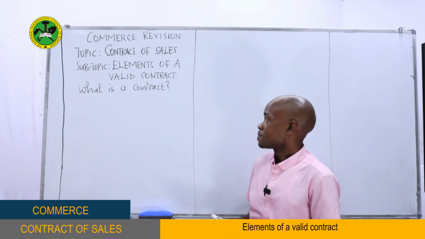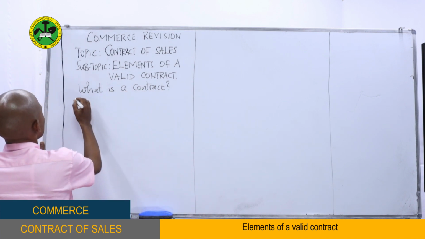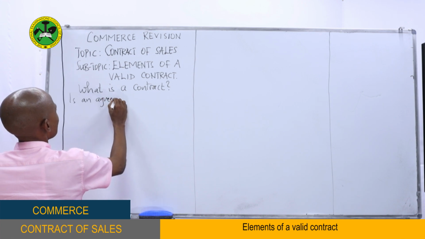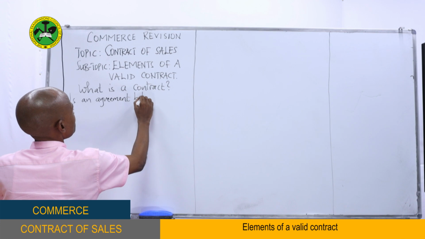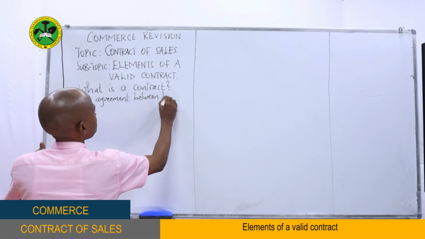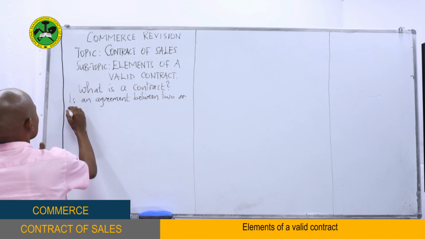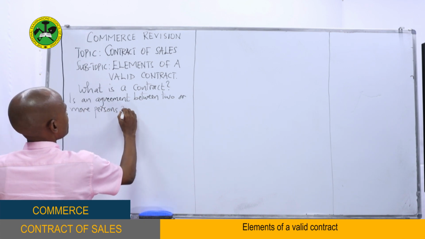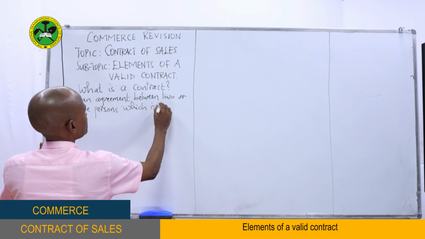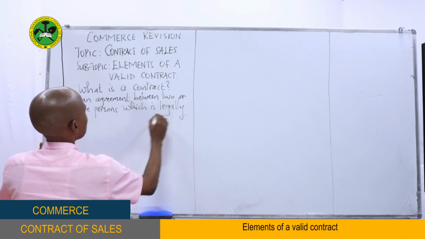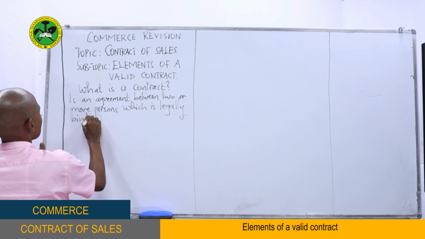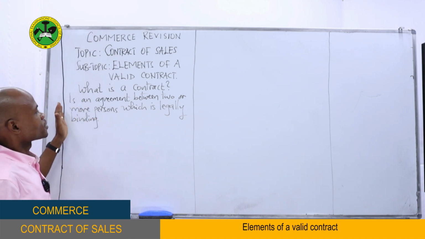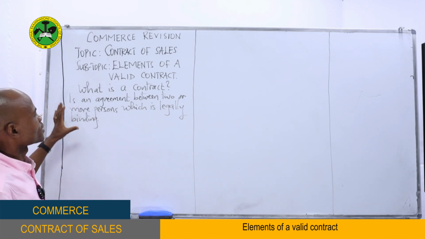So we can say a contract is an agreement between two or more persons which is legally binding. So this is our definition of a contract.